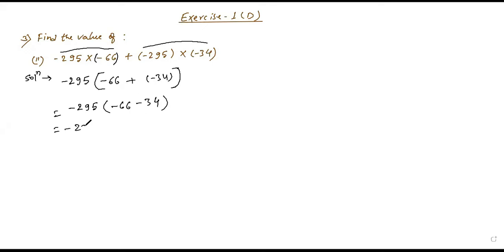So minus 295 into minus 100. Okay, so this and this will multiply, so minus into minus is plus, 29,500. Yes, 29,500. So this will be the answer.